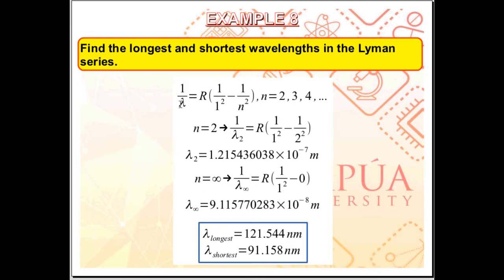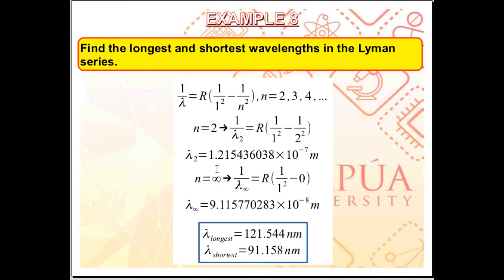Since lambda depends on n, we calculate the wavelength lambda for the smallest value of n and for the largest value of n. For the smallest value, n is equal to 2, you have 1 over lambda is equal to R times (1 over 1 squared minus 1 over 2 squared). We are able to calculate lambda 2, 1.215436038 times 10 to the negative 7 meters.